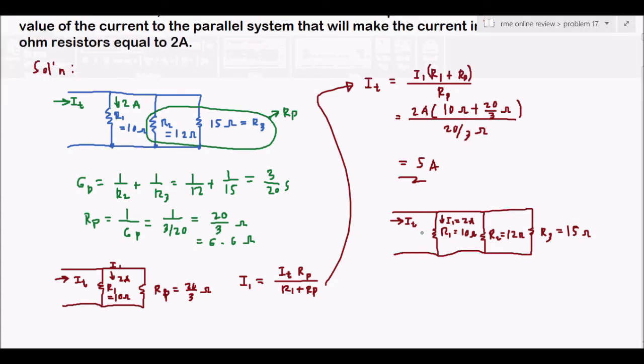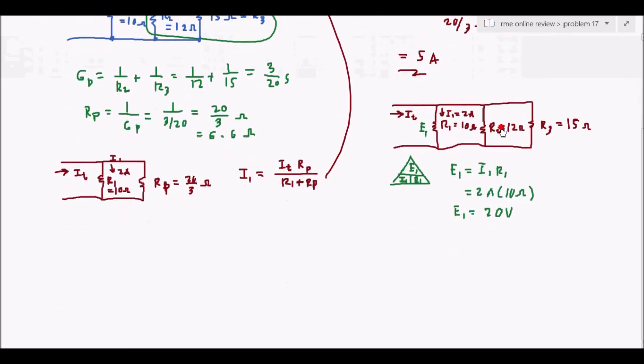Okay, so if we are going to get the voltage drop on R1, this is E1. E1, by Ohm's law. If you forgot, we could write again the Ohm's law triangle here: E1, I1, R1. If we are going to get E1, you have I1 times R1. So substituting, we have 2 amperes times 10 ohms. So your E1 is equal to 20 volts.